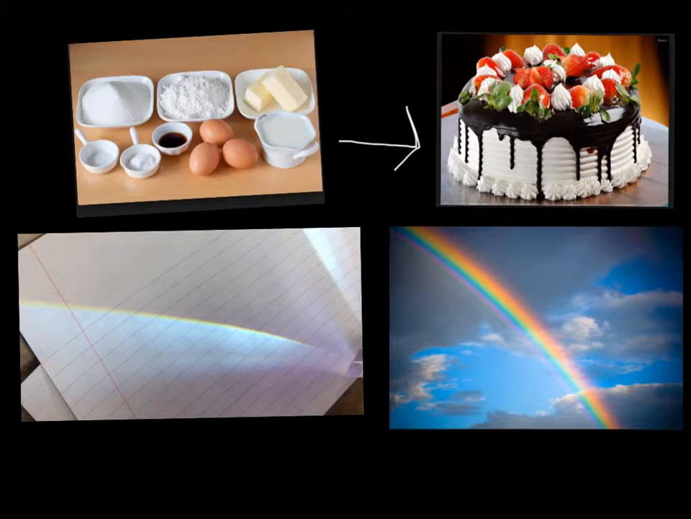White light contains all the other colors we see. If we think of a cake, it is made with flour, sugar, eggs, butter, and vanilla. This is similar to white light. It is created when red, orange, yellow, green, blue, and violet light is combined.